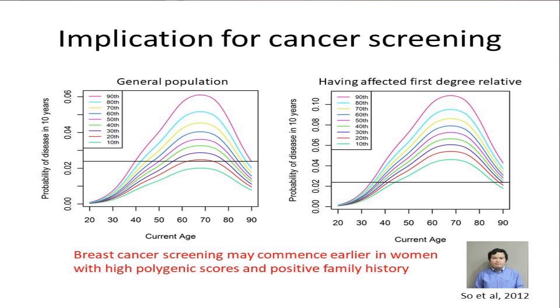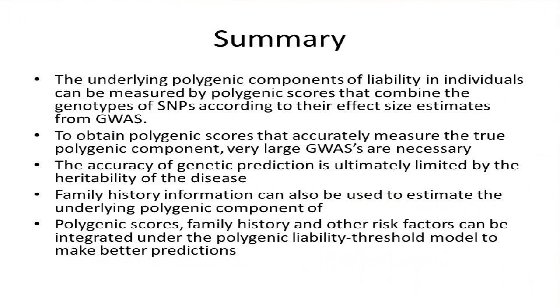mentioned earlier, is that for people with a lower polygenic score, you can start the screening later because the risk is lower. This is the 10-year risk of breast cancer, whereas for people with a higher polygenic score, the screening can start earlier because they reach a certain risk at an earlier age. But once you incorporate family history, then for people who also have a family history and a high polygenic score, the age of beginning screening can be shifted even earlier. So that was work again with So.